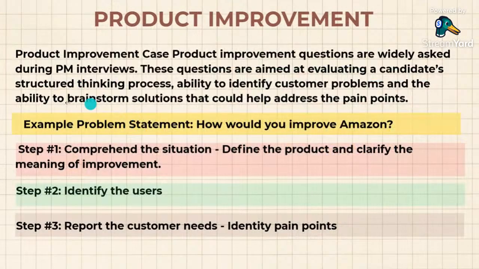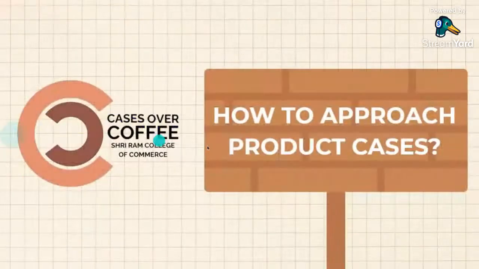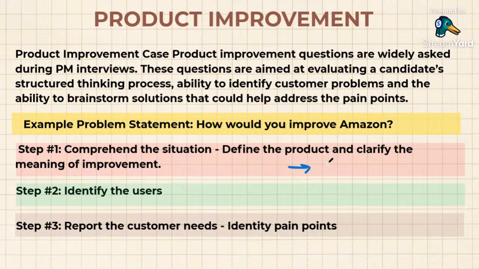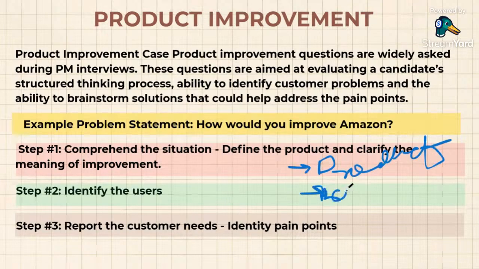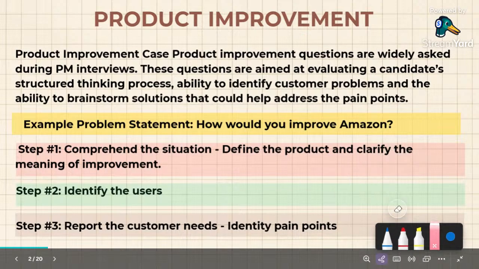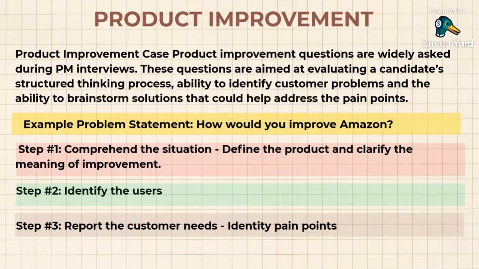We will be continuing with how to approach cases. In these cases, we have primarily different types of cases which have been asked. We have previously covered product pricing, and then we have also covered RCA, root cause analysis, and we have also covered product design in the previous sessions. And in this session, we will be covering product improvement.